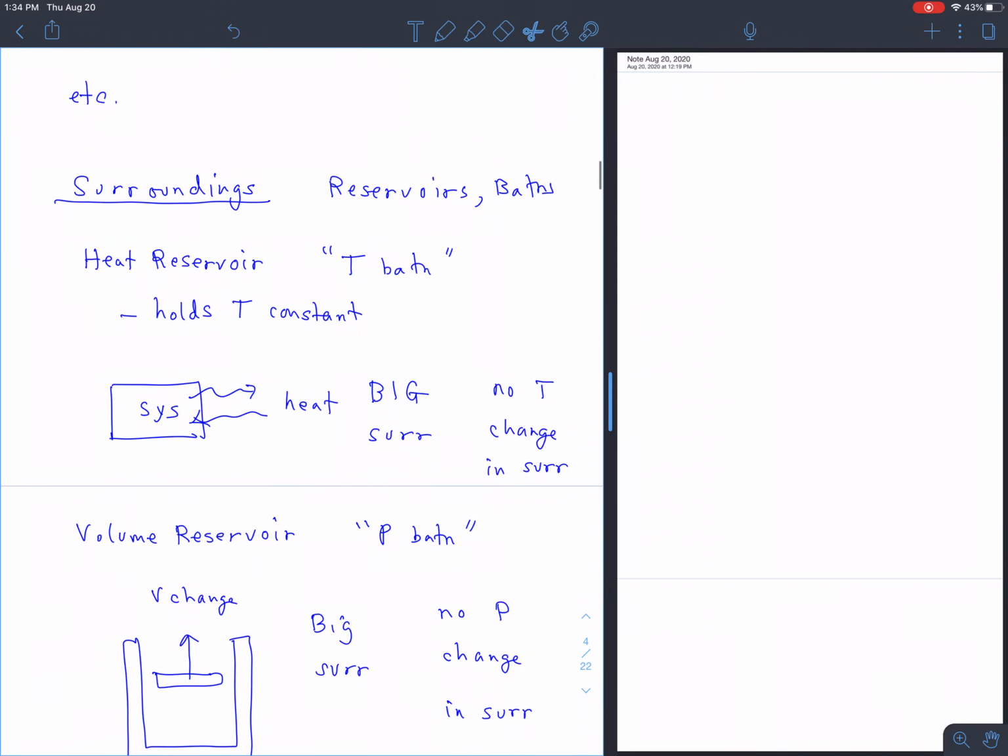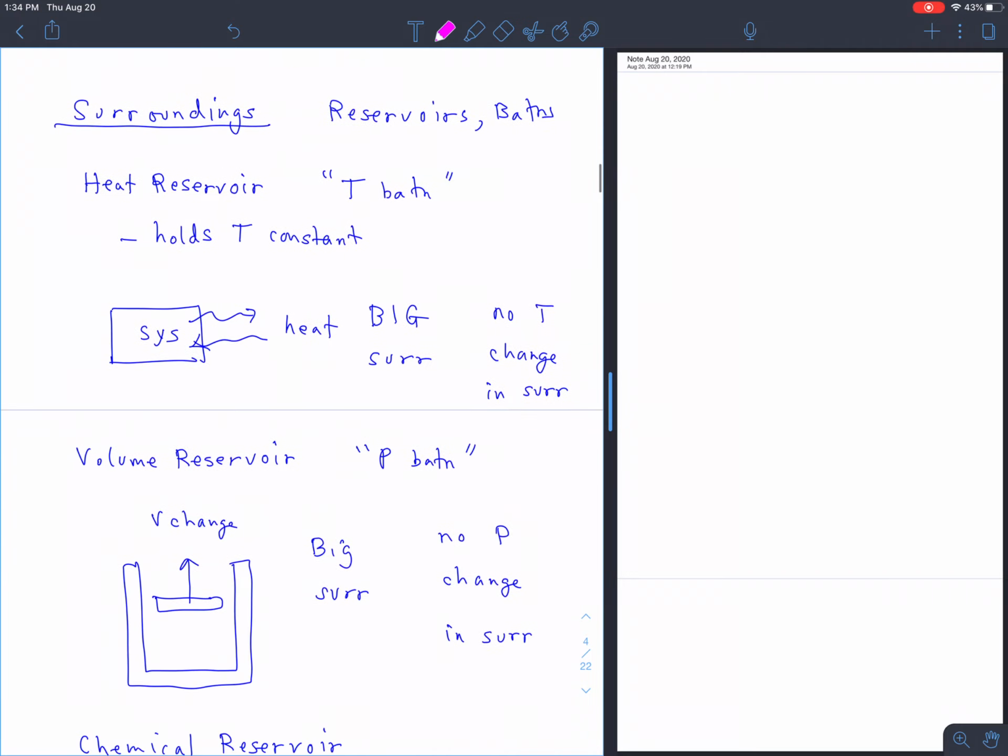Next thing I want to talk about, I've made mention of this a bit already, of course, are surroundings. It's not just the walls that affect how the system behaves, it's also the surroundings.